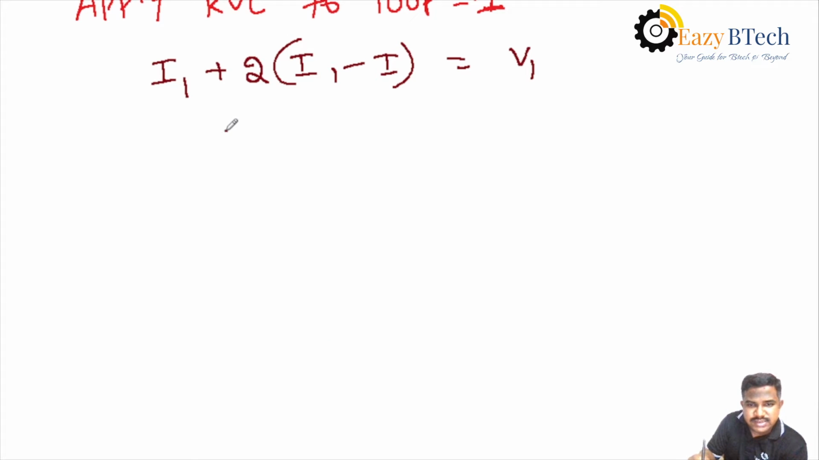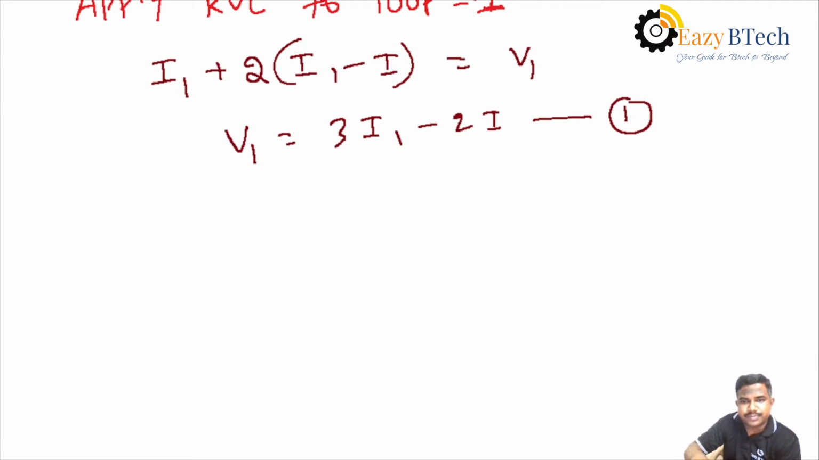From that, simplify the equation: V1 equal to 3 into I1 minus 2I. This is considered equation 1.